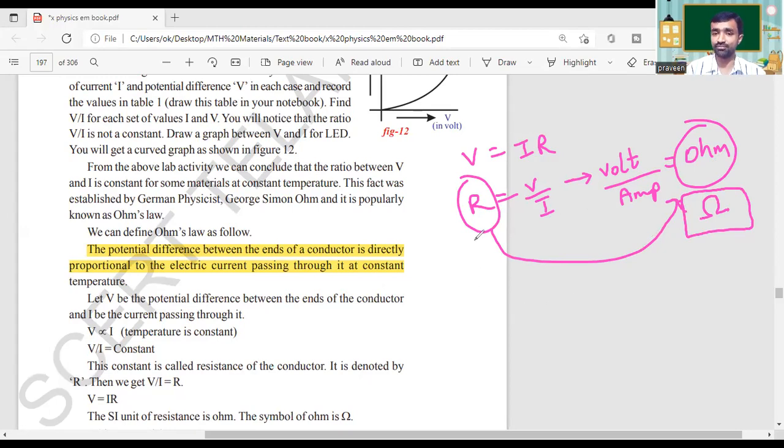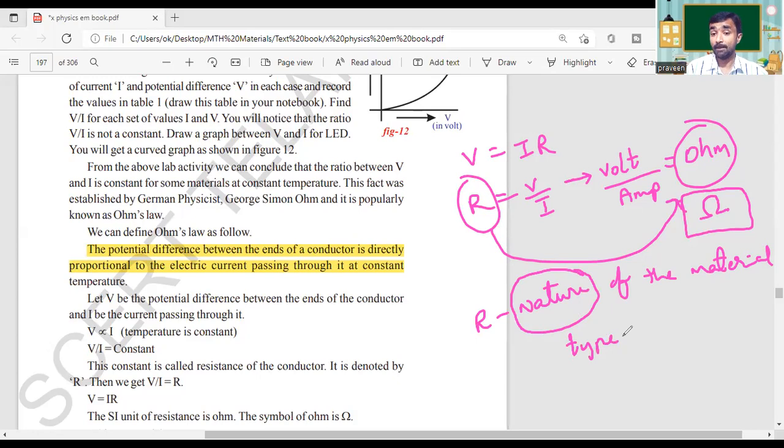You need to define resistance. Resistance depends on the nature of the material. Resistance may be more for some materials and very, very less for other materials, depending on the type of material, that is, what the material is made up of, the nature of the substance.